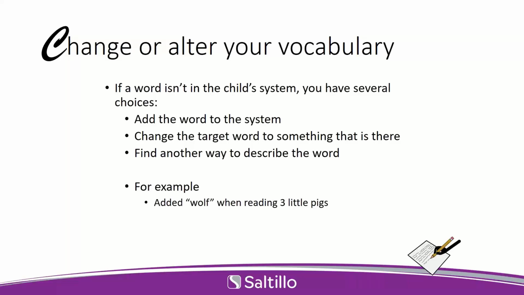So for example, when reading The Three Little Pigs, wolf, I don't know if it is now, but at the time I wrote this, it was not on the device. So we added wolf to the device. We could change, in I Went Walking, the target word of went to go, because went is a later developing grammatical version of the word go. So maybe I just model go instead of went. And then adding another word such as uh-oh to comment.